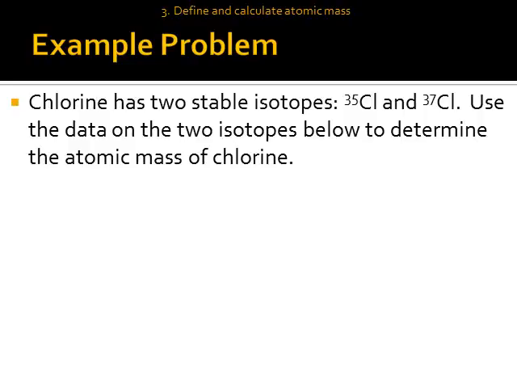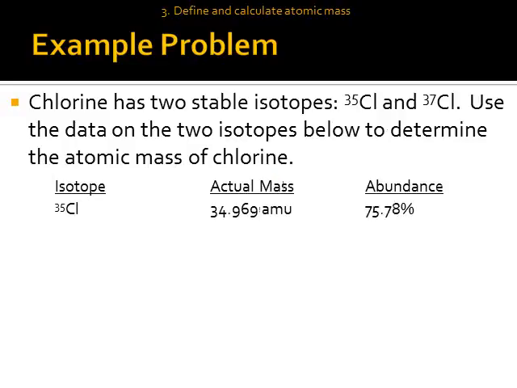So here's an example. We're told chlorine has two stable isotopes, chlorine 35 and chlorine 37. And we're told to use the data on the two isotopes below to determine the atomic mass of chlorine. Here's the data. What we're given is the isotope, the actual mass, and the abundance of that isotope. So chlorine 35, its actual mass, meaning if we were to weigh a single atom of chlorine 35, it would have a mass of 34.969 AMUs, and its abundance is 75.78%. So it makes up 75.78% of all chlorine atoms.